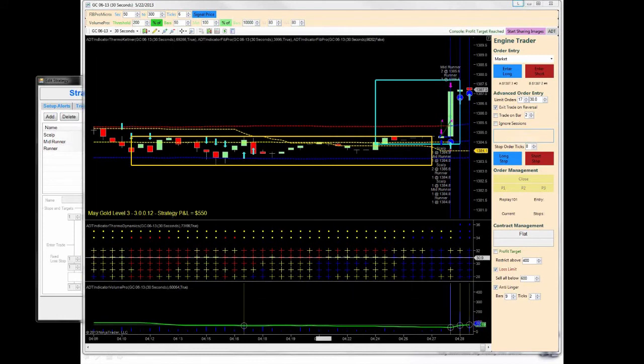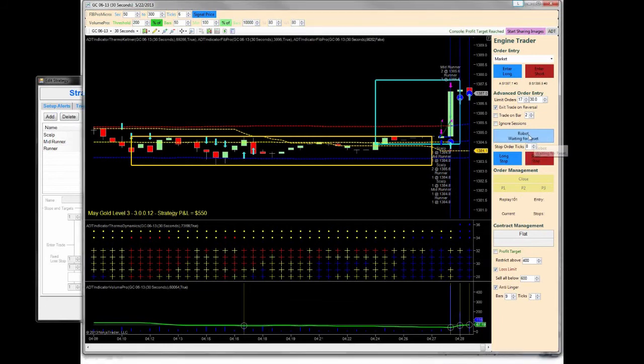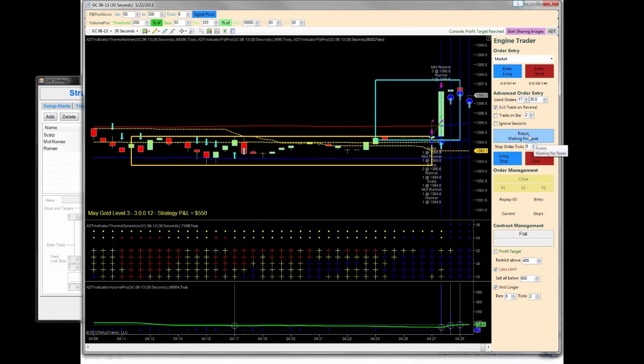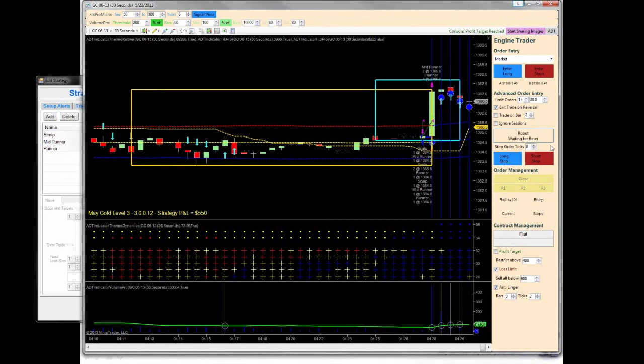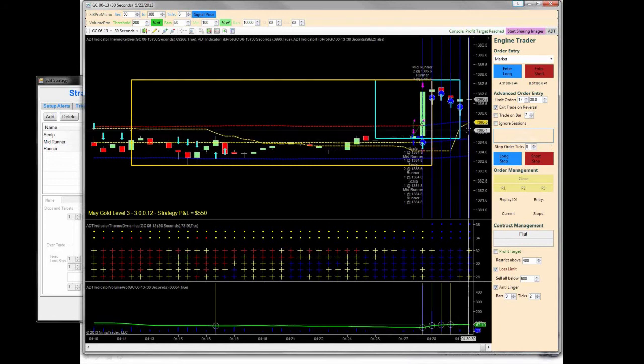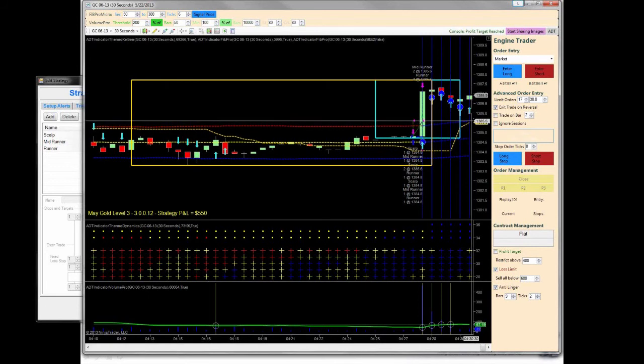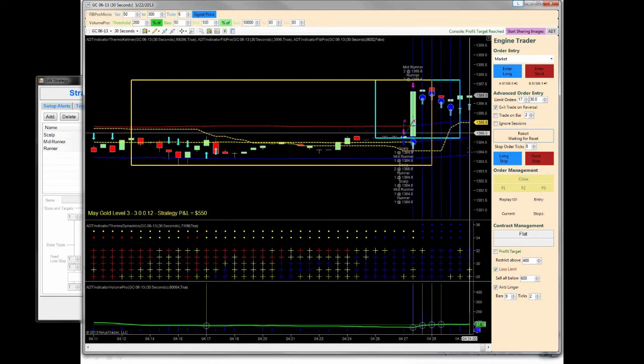Now, if I really still like the long action that's going on here, I would turn off the robot and turn it back on again. And that resets it manually. I'm still not sure, though, because it's falling back down. And you can see that the yellow line, which represents our crossover reset line, is creeping up to catch up with this new price action as the price starts to come back down.